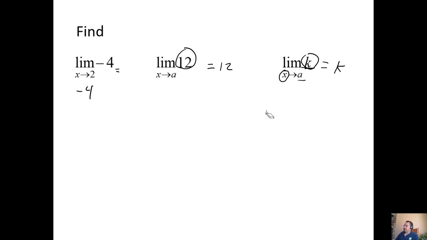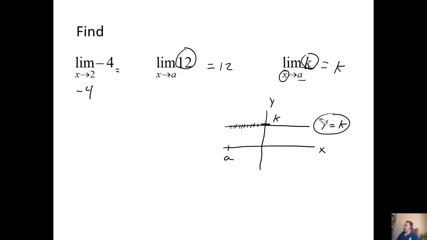If you want to see a graph of that, the function, what you are walking on, is the horizontal line y equals k. There's the x-axis, there's the y-axis, and there's k. And as you approach, let's say that is a, as you approach an x value of a, you're walking on here and keeping track of your y value, but your y value is always k, so your y value is tending towards k.